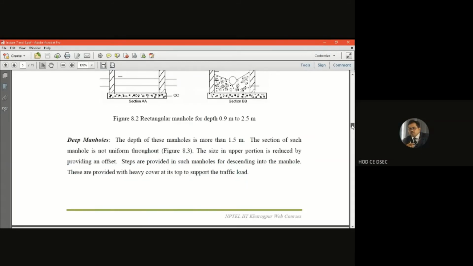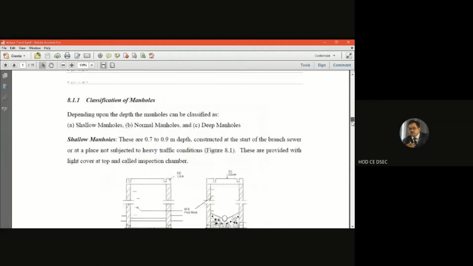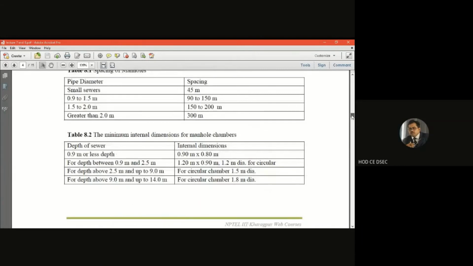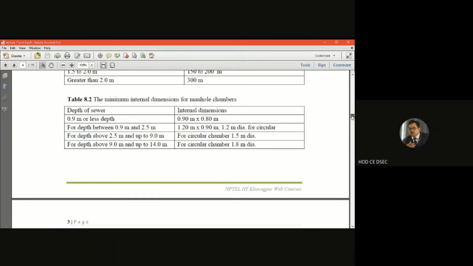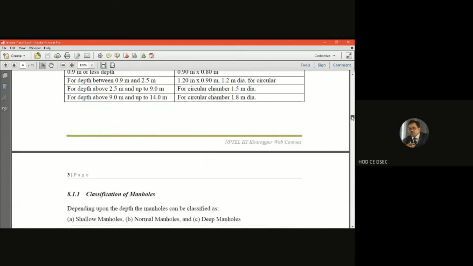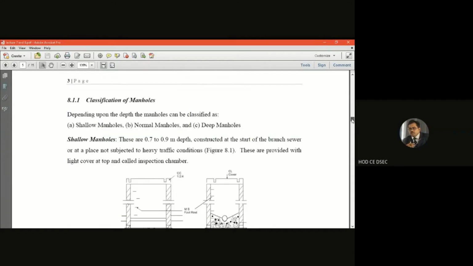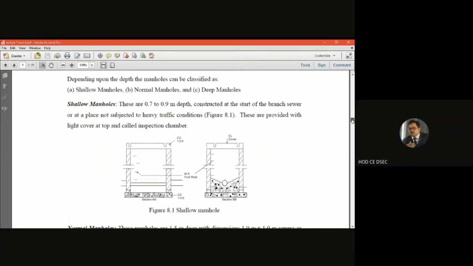Then above 2.5 meter depth, it is called the, as I have told you, this is for depth above 2.5 meter. Then the concept of circular manhole has come, isn't it? So up to 2.5 we can manage with the rectangular section. Now as I have told you, shallow, normal I have already discussed. Now I am coming to the deep manholes.